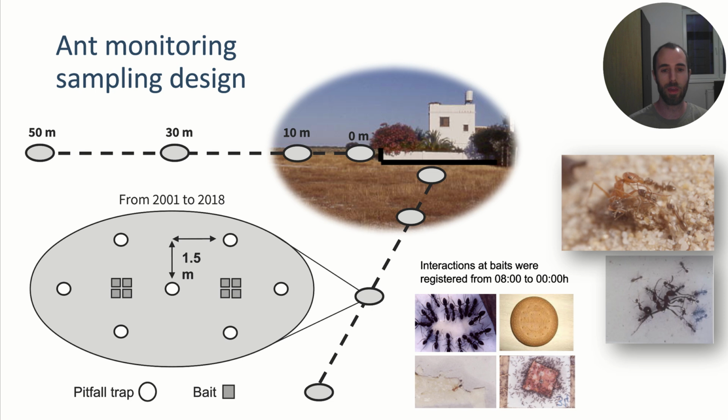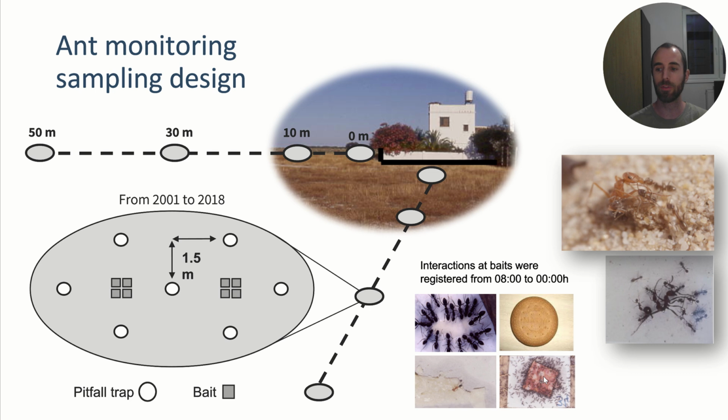So I'm going to introduce you to the sampling we performed in our study of monitoring of the Argentine ant in two different places. One of the human constructions was a fence made of concrete, and the other one was a building. The sampling was done at 4 different distances in 2 different directions from the building, at 0 meters, 10, 30, and 50 meters. And in each of these sampling spots, there were 7 pitfall traps and 2 groups of baits. The baits consisted of honey, biscuits, cheese, and sausage.